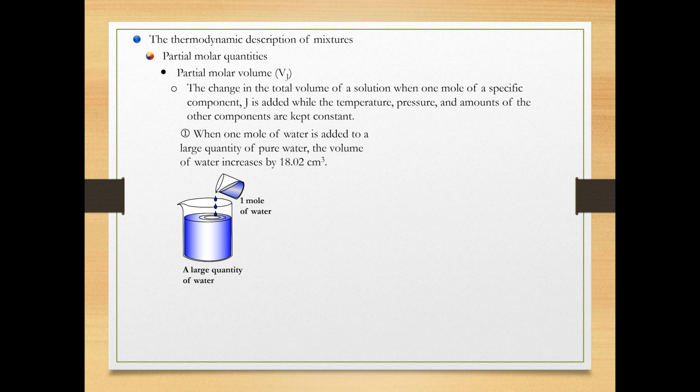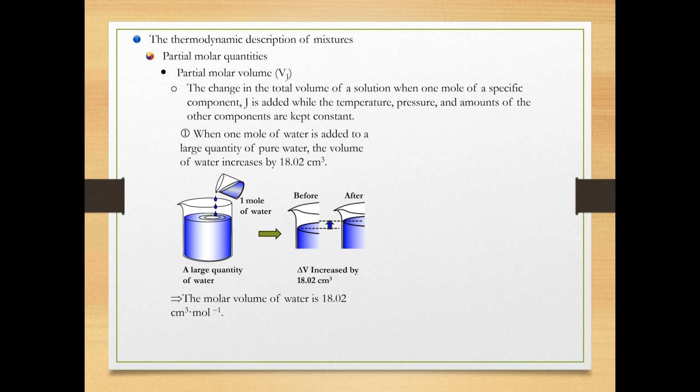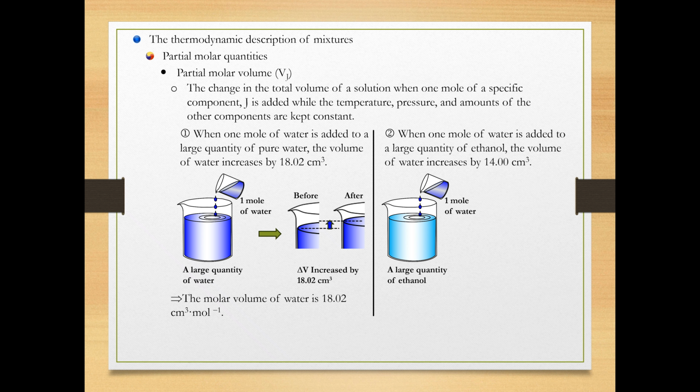At room temperature, the molar volume of liquid water is approximately 18.02 cubic centimeters per mole. Therefore, when 1 mole of water is added to a large amount of pure water, the total volume increases by 18.02 cubic centimeters. So the molar volume of pure water under these conditions is 18.02 cubic centimeters per mole. Now, let's consider the second example on the slide.